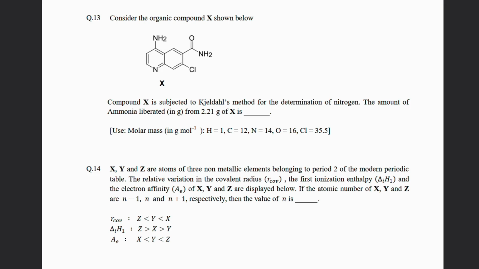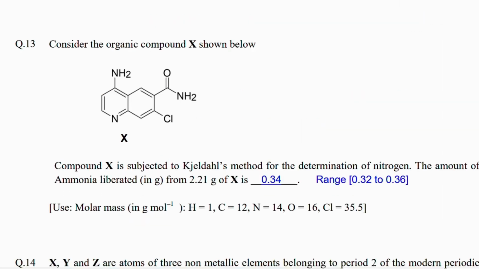If we retrospect, we see that fluorine has the smallest covalent radius, followed by oxygen and then nitrogen. The electron gain enthalpy, or the electron affinity, of fluorine is the highest, then oxygen, and then nitrogen. And the first ionization enthalpy of nitrogen is greater than that of oxygen, but less than that of fluorine. So if the atomic numbers of X, Y, and Z are n minus 1, n, and n plus 1, in this case Y is oxygen, so the atomic number of oxygen is 8, which is the value of n. So the answer shall be 8.